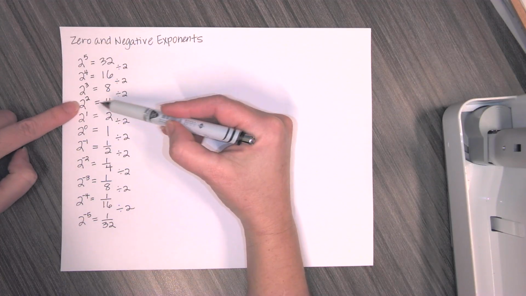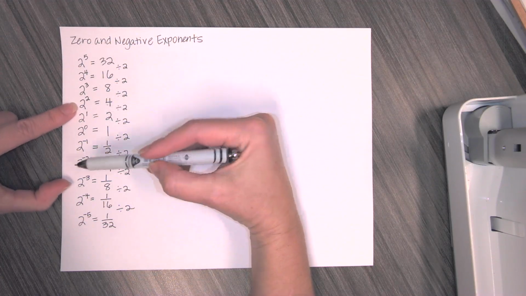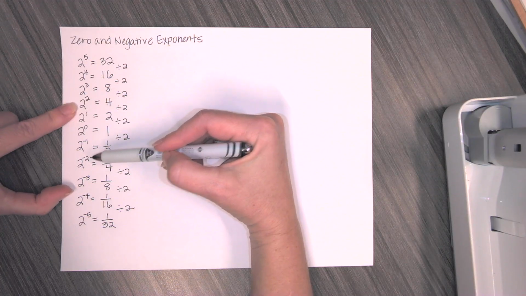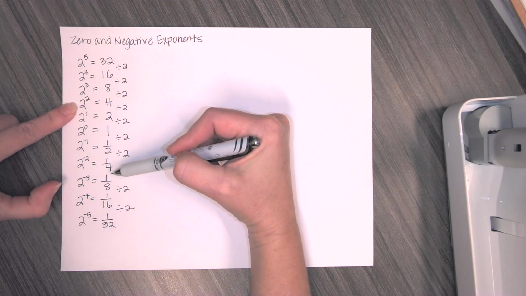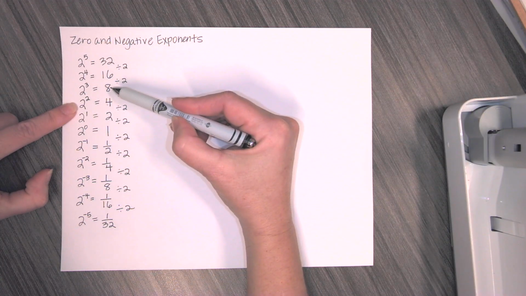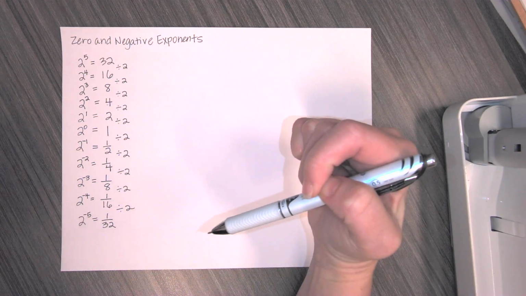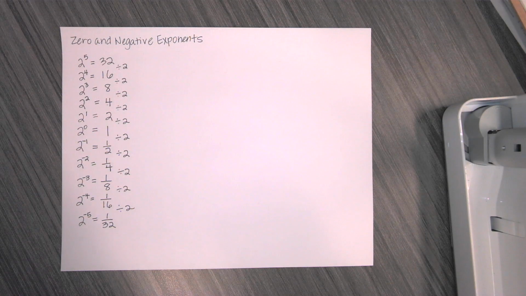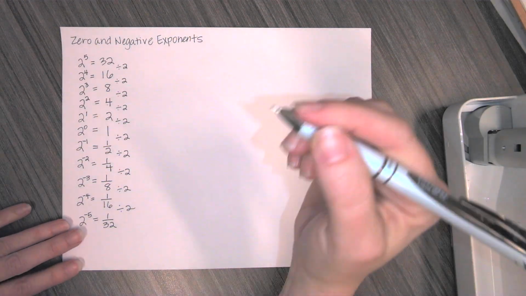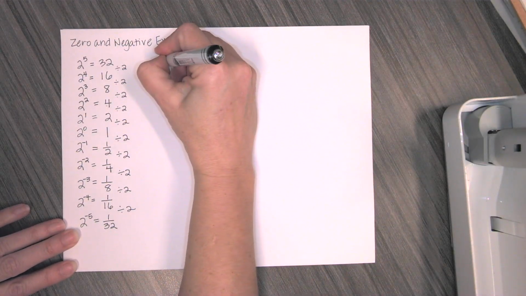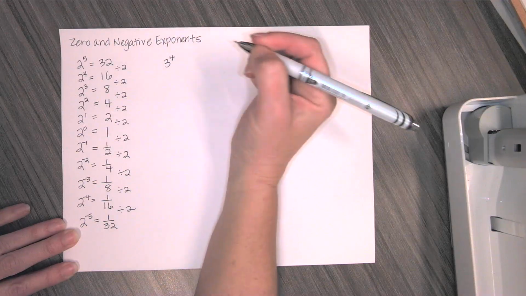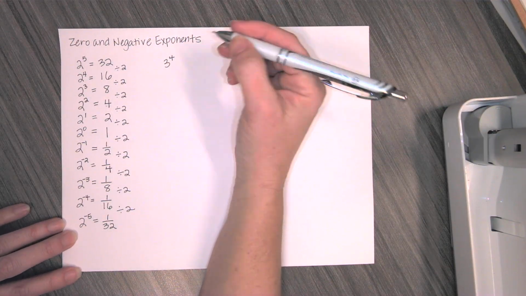2 squared, or 2 to the 2nd power, is 4. 2 to the negative 2 is 1/4. 2 to the 3rd is 8. 2 to the negative 3rd is 1/8. Okay, so that's not a coincidence. And you can see if we try another number, similar things will happen.